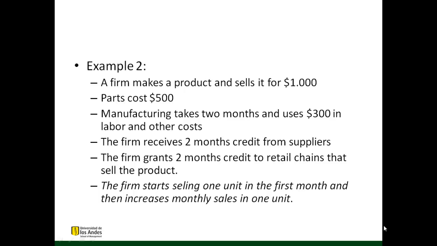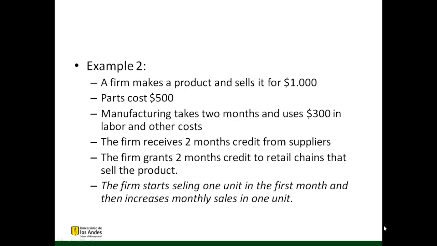Now let's go to the second example. Pay attention to this. It's exactly the same example, but for one thing. It's exactly the same in terms of the money that you charge for your product, in terms of the cost of parts and labor, in terms of the amount of time that the firm has to give to the clients, has to wait for payment, and also in terms of the amount of time that suppliers give the firm. So it has 2 months credit to pay for supplies and has to give 2 months credit for clients, exactly like in the first example.